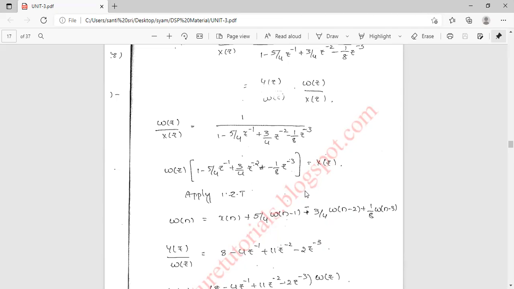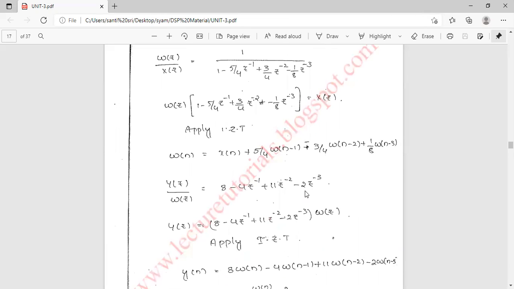So w of n is equal to x of n plus 5 by 4 into w of n minus 1, minus 3 by 4 into w of n minus 2, plus 1 by 8 into w of n minus 3. Okay, Y of z by W of z is 8 minus 4 z power minus 1 plus 11 z power minus 2 minus 2 into z power minus 3, right? So Y of z is equal to this whole expression into W of z.